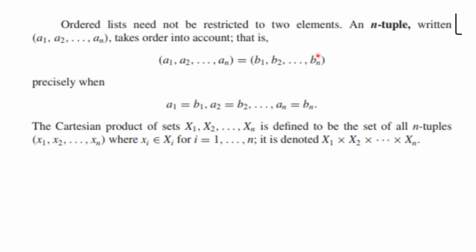Ordered lists need not be restricted to 2 elements because you can have an n-tuple, and that could be (a1, a2, ..., an). And that takes into account that the only way ordered pairs or n-tuples can be equal is for every element to be equal. And the Cartesian product of these sets is defined to be the set of n-tuples (x1, x2, ..., xn) where each small x sub i is in capital X sub i, and it's denoted in this way.